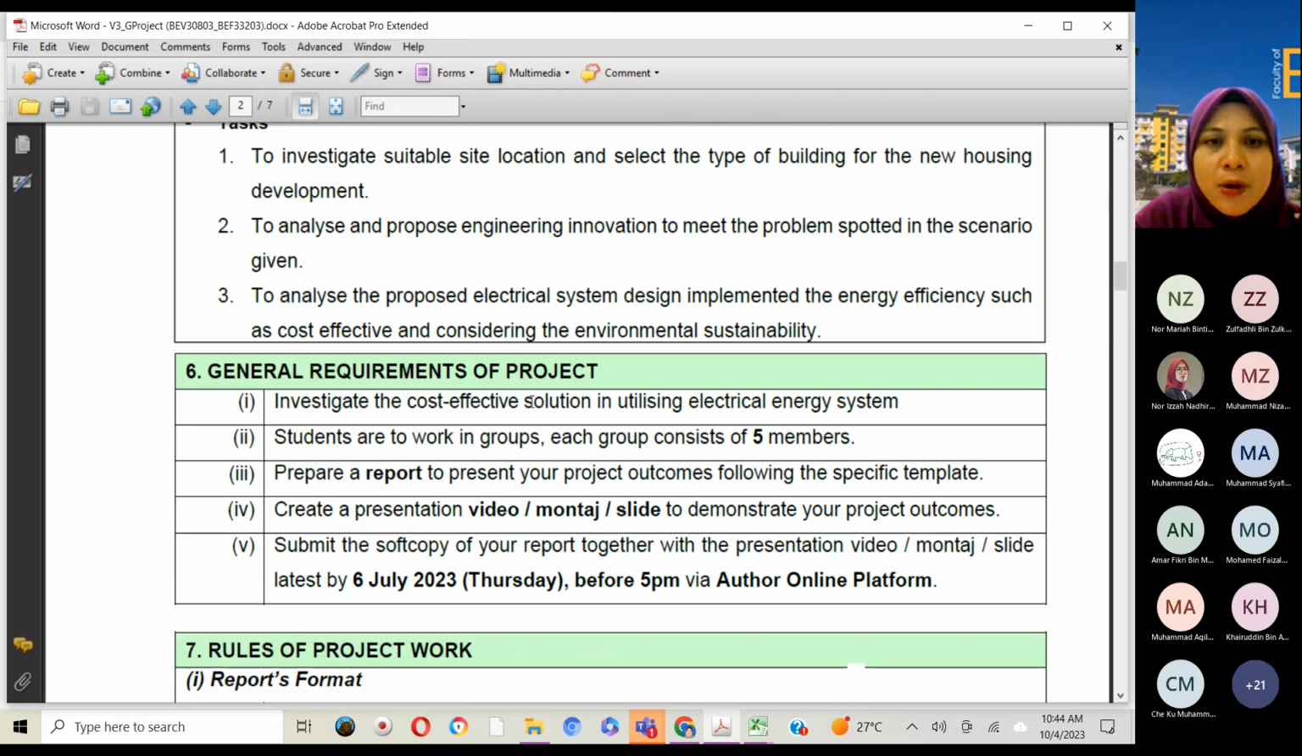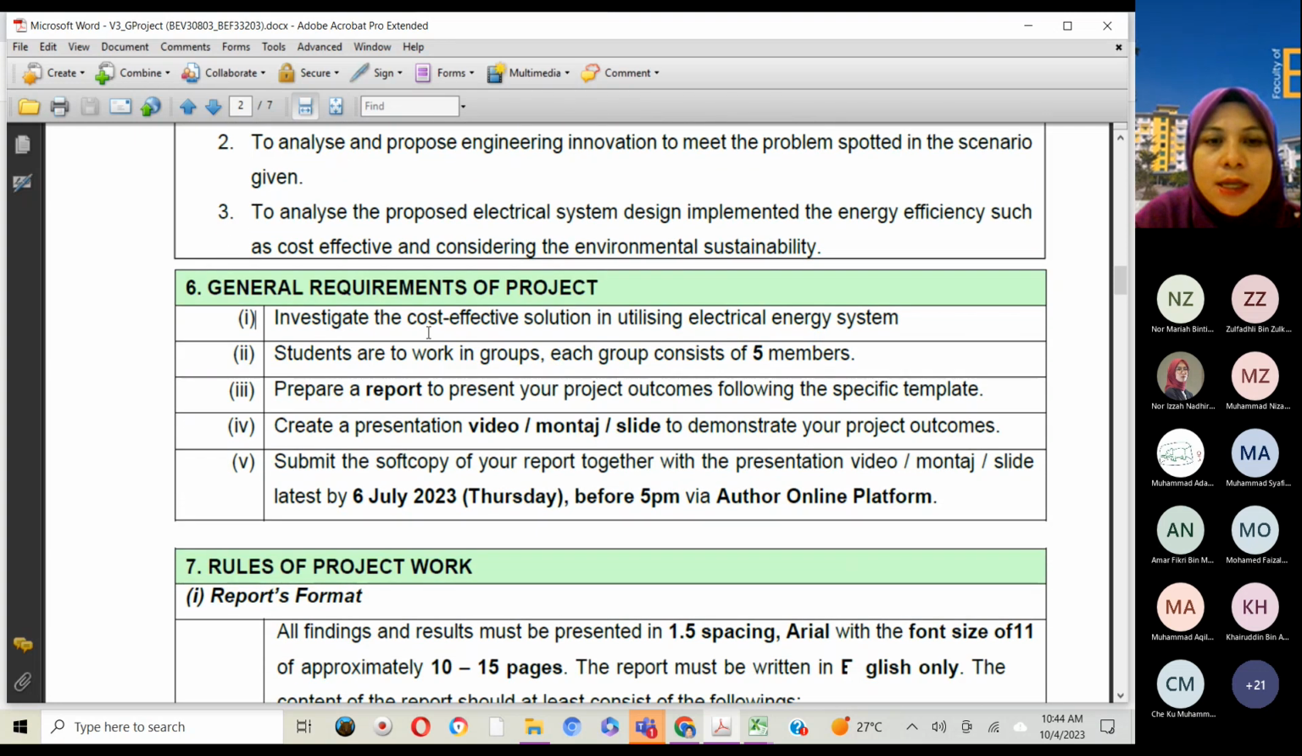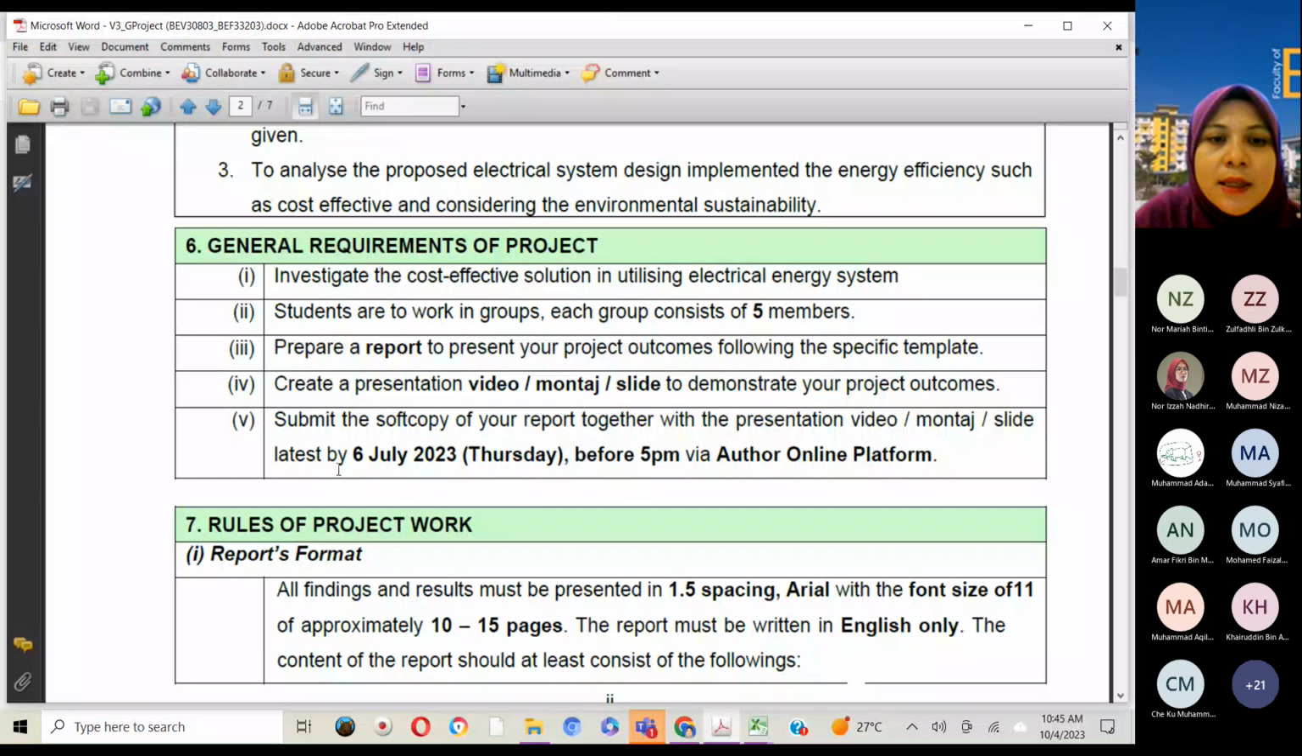Okay, quickly now. General requirements of the project. There are 5 members for each group. You have to prepare a report and present your outcome. You have to do the presentation in video. And then you submit the soft copy report with your video by 6th of July, Thursday, before 5 PM.